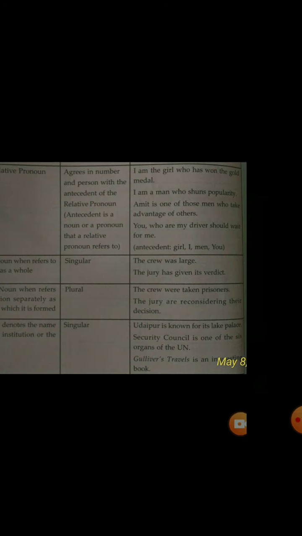So for example, I am the girl who has won the gold medal. Here, who is a relative pronoun, and the verb must agree with the antecedent of this who. And what is the antecedent? I am the girl. I is singular, and we have to use a singular verb. Who has won the gold medal.